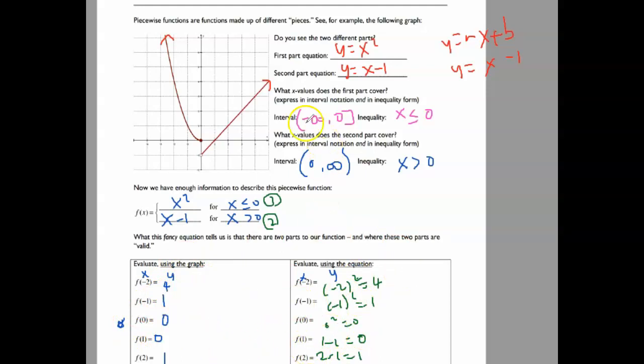That's good. So no matter what you plug it into, whether that's the graph or the equation of the function, you should still get the same y value. Cool? All right, now let's look at the next page.